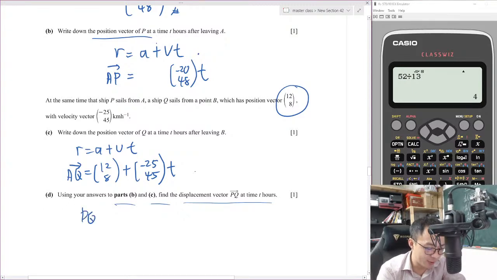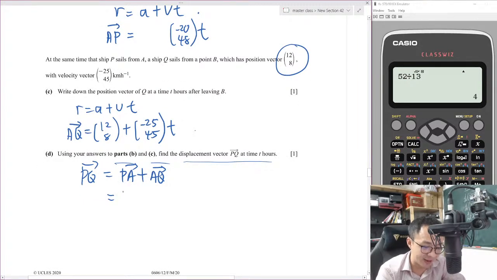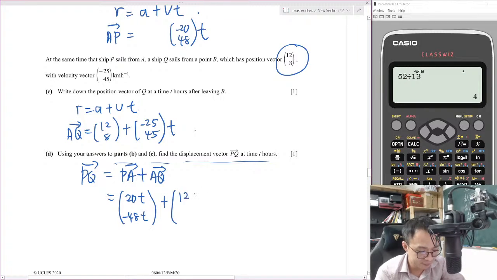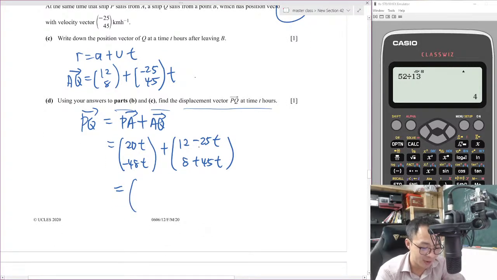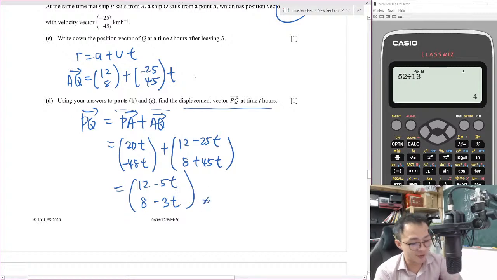Alright, so I want to find PQ. It is basically PA plus AQ. We have AP, we want PA, so we add a negative to it. So negative becomes positive, 48t, and then plus AQ will be 12 minus 25t, this is A plus 45t. Then I join them together. So this one is 12 minus 5t, and the denominator will be 8 minus 3t. So this should be my final answer here.